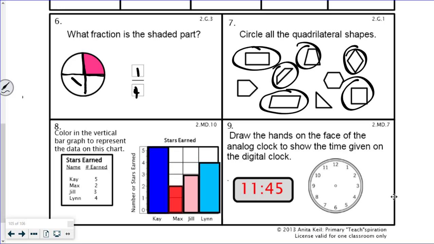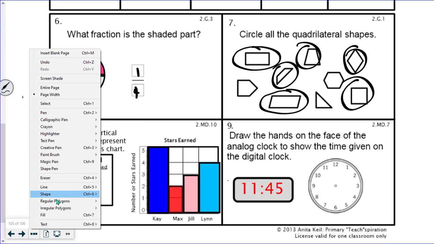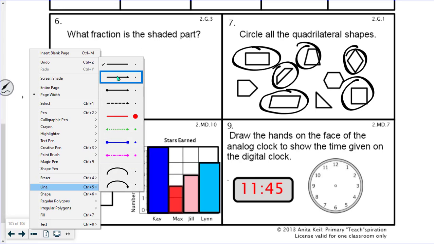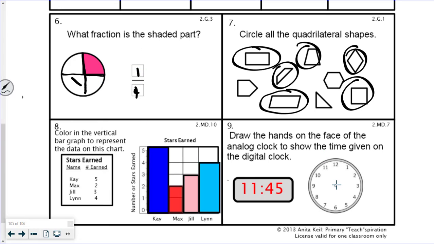Number 9, we're drawing the hands on the clock. It's 11:45, so that means it's almost 12. The first thing I want to start with is the hour hand. I'm going to make this nice and clean. I'm going to switch to a line. Since it's almost 12, I have to draw the hour hand between the 11 and 12. I'm going to draw it short because it's the hour hand. Then my minute hand is going to go to 45. So counting by 5s: 5, 10, 15, 20, 25, 30, 35, 40, 45. So the 9. I'm going to draw my minute hand to the 9, and it's going to go all the way to the edge of the clock, just like that.